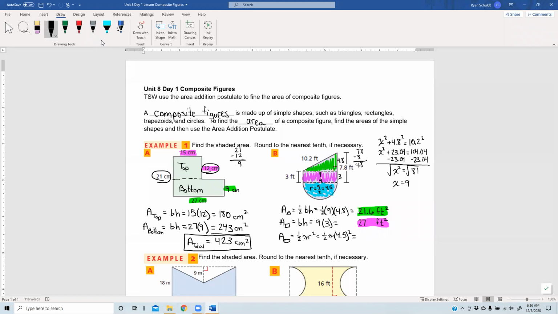Now, for the first time, we're going to get to use the pi button because we want to find the area to the nearest tenth. So we'll actually get to touch pi this time. About time. So we'll put all of this in the calculator, including the pi. And we'll get 31.8 feet squared.